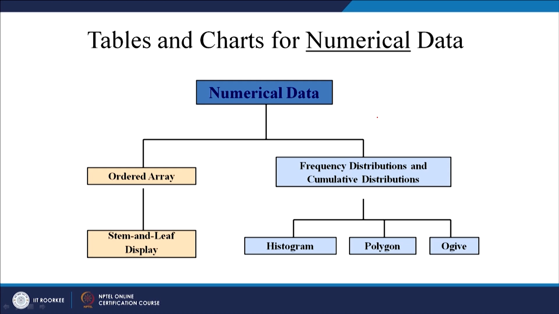Now, we will move on to numerical data. So far we have seen categorical data, let us look at how to represent numerical data. You have got two broad categories: ordered array, or you can call it simply array, frequency distribution and cumulative frequency distribution. We will look at the stem and leaf diagram first of all. In fact, before I go on to the stem and leaf diagram, let me tell you why you should arrange data.